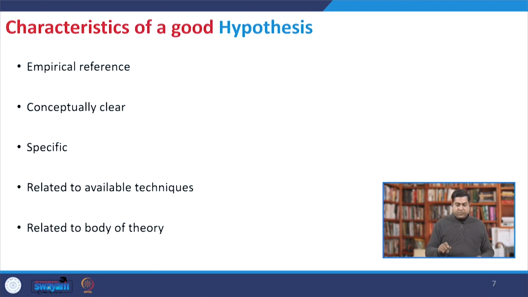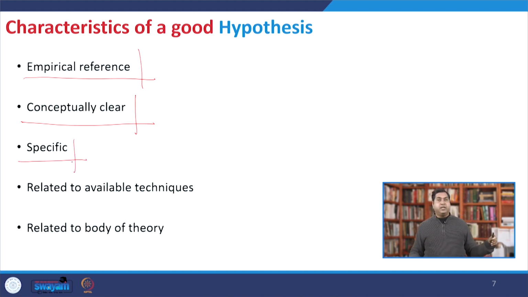Now, characteristics of a good hypothesis: there should be some sort of empirical references, it should be conceptually clear what you want to measure, it should be very specific, there should not be any ambiguity in that measurement, and definitely we should also think about what could be the possible test of that hypothesis.